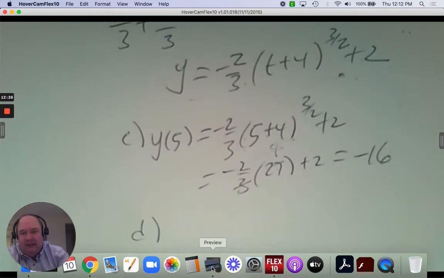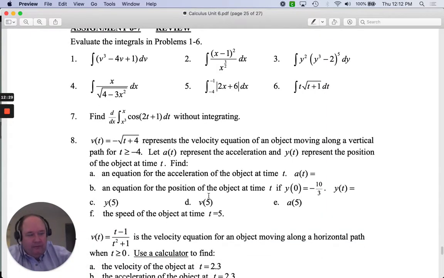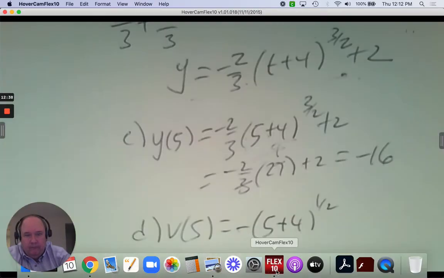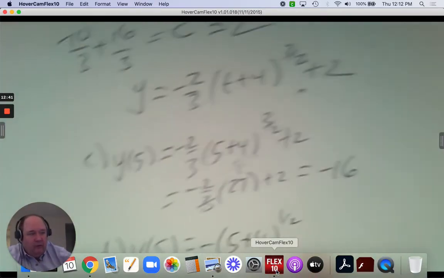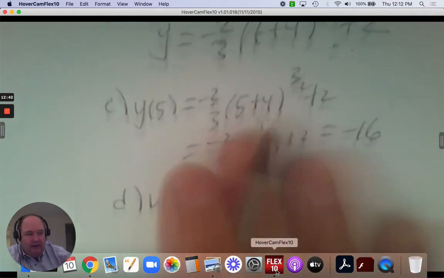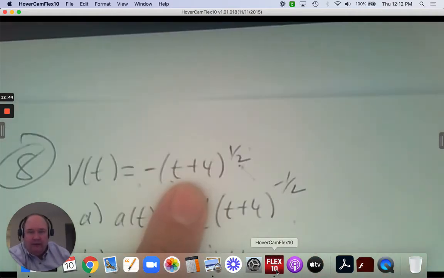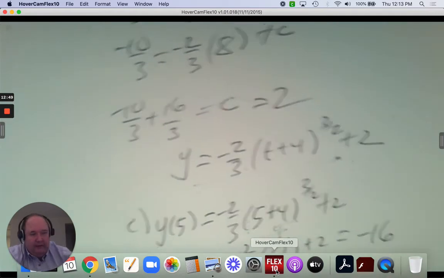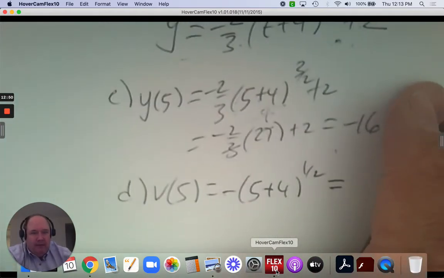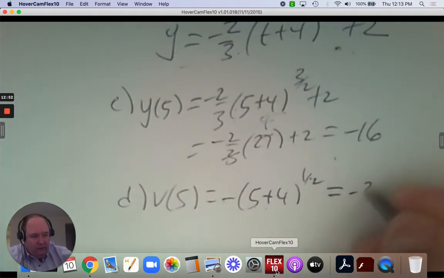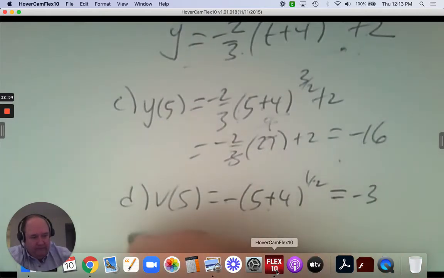Part D. V at 5, the velocity at 5. So find the velocity equation again, and then plug in 5 for the velocity equation. So for the velocity equation, there it is. Plug 5 in. That comes right here, right from the beginning. Plug 5 in for t. So 5 plus 4 is 9. And the square root of 9 is 3. So this answer is negative 3.